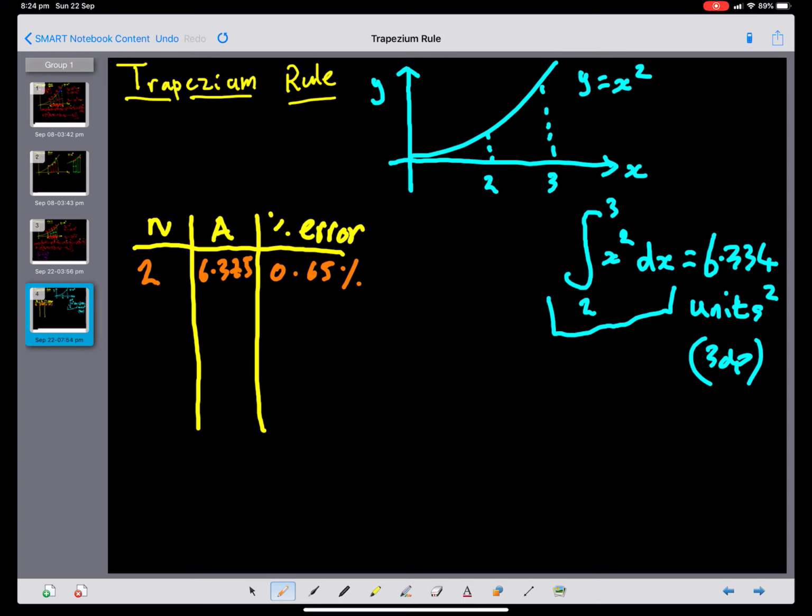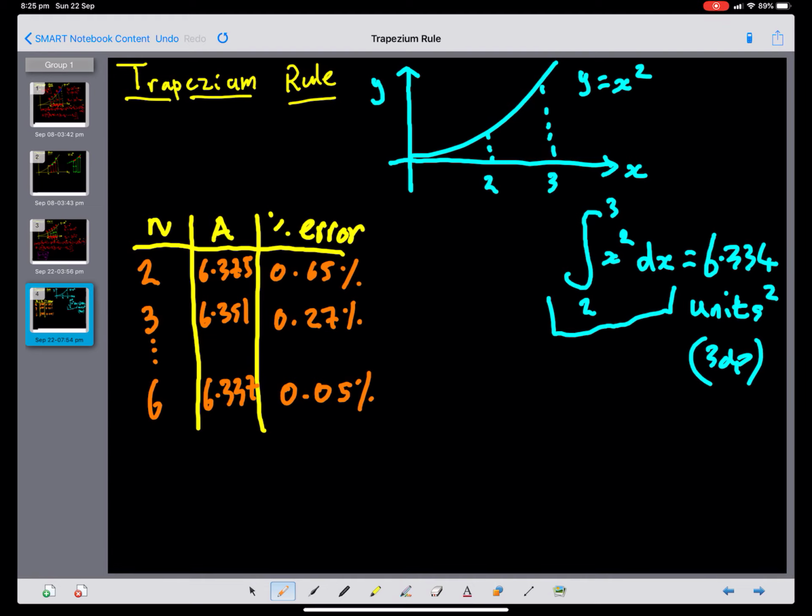Now, what do you think is going to happen as we increase the number of partitions, and hence the number of trapeziums, and more importantly, why? Why does this happen? Well, let's have a look. If we increase to 3, we get 6.351, and we get an error of 0.27%. And then, if we have 6 partitions, we get 6.337, a very small error of 0.05%. So what conclusion do you draw?